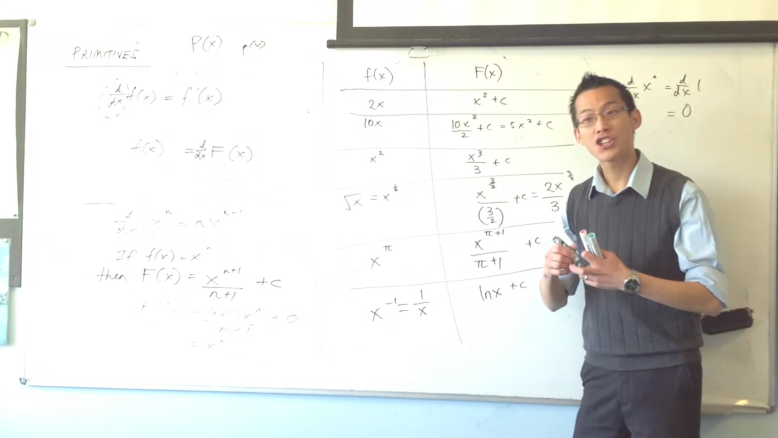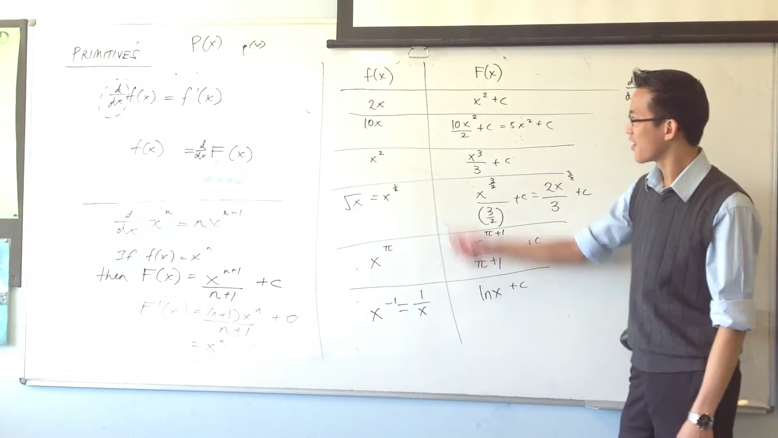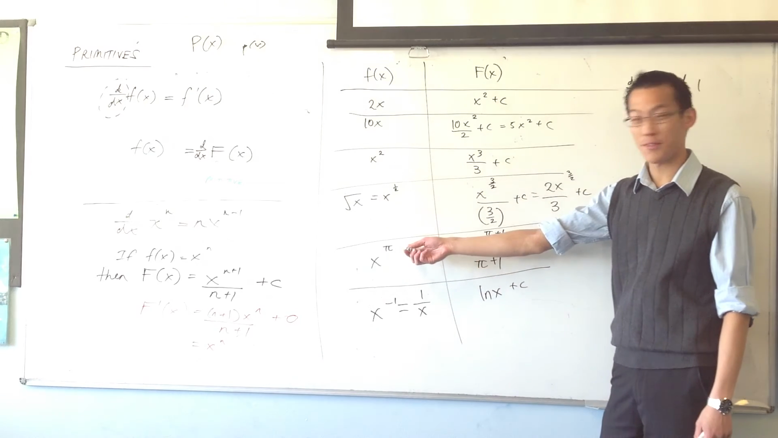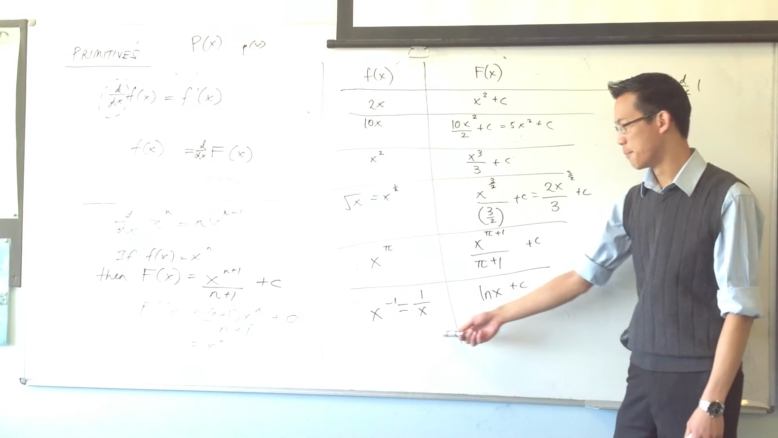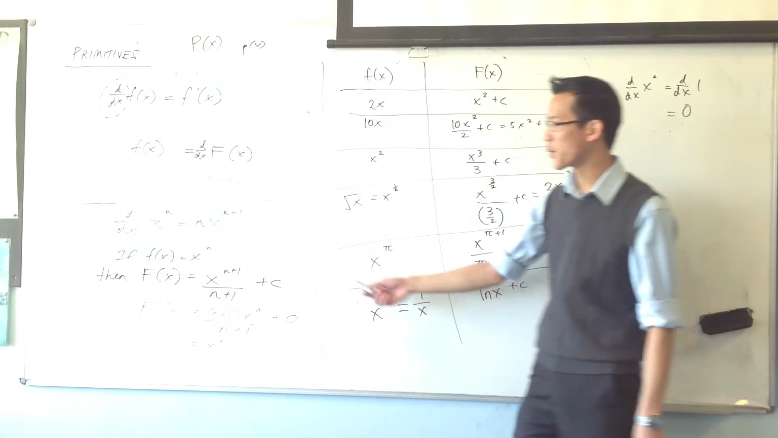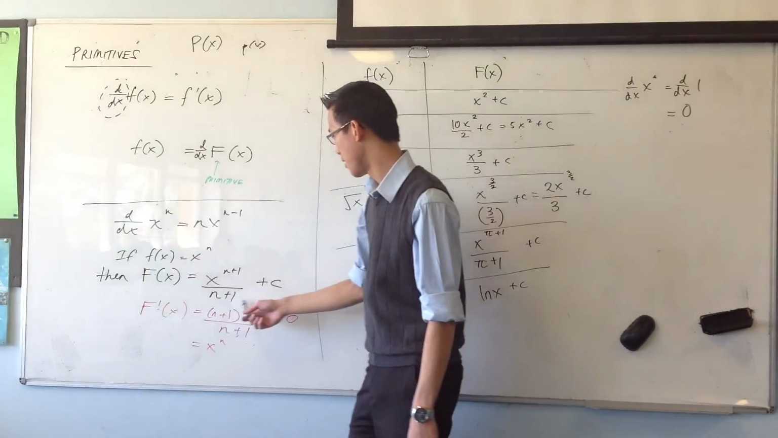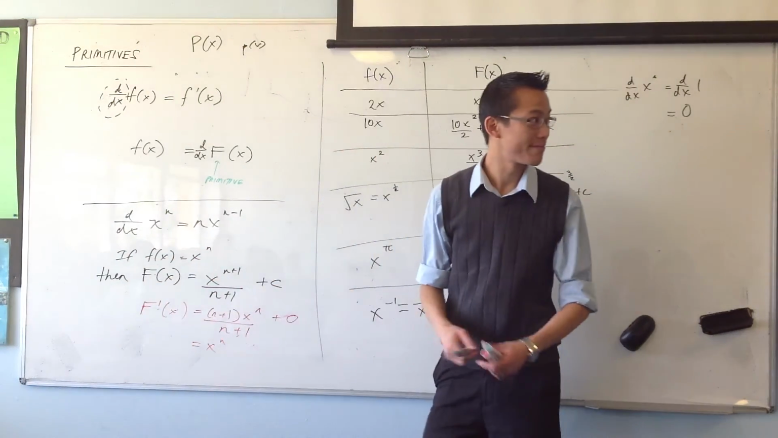So, we should update this a little bit. This rule was doing really well. It was even working for weird numbers like this, but it broke down here. So what do I need to say over here? This rule is not always true.